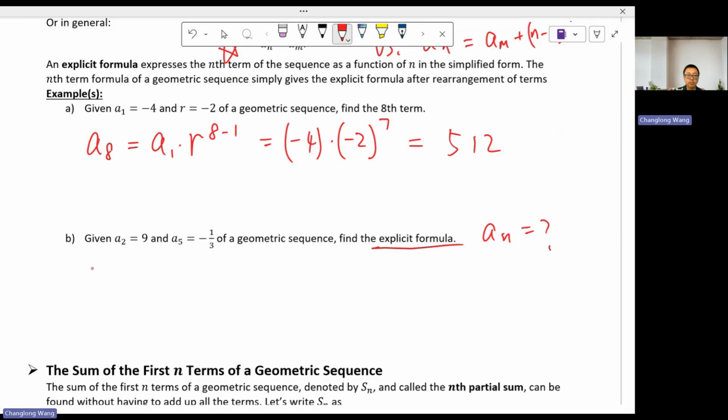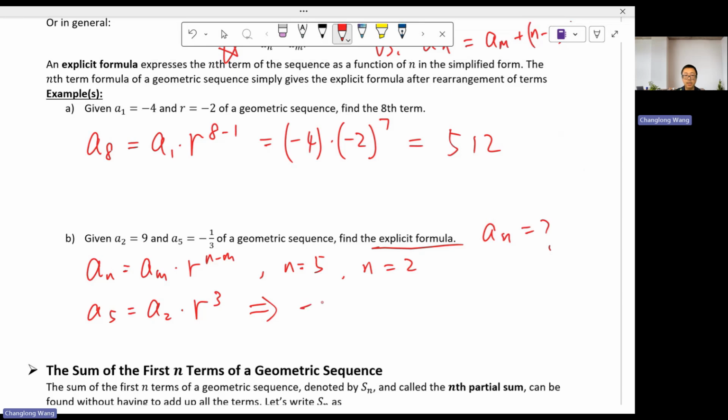So let me write it down, right? I'm going to be looking at the formula a sub n equals a sub m times r to the n minus m power, where I'm going to take n to be, say, 5, and m to be 2, okay? So that means I'm looking at a sub 5 is a sub 2 times r to the power 5 minus 2, so that will be 3, right? So that translates into a numerical equation about r.